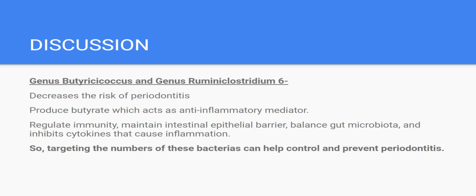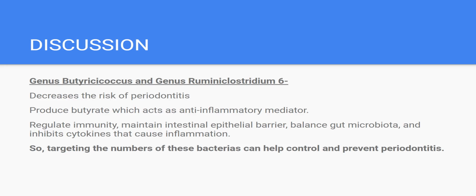Okay, the other two, as we discussed, are decreasing the risk of periodontitis. There is genus Butyricoccus and Clostridium 6. So we also found out that these two actually produce a substance that is butyrate, which acts as an anti-inflammatory mediator. So they inhibit the inflammation, and that means they are not causing the periodontitis, because that is inflammation.